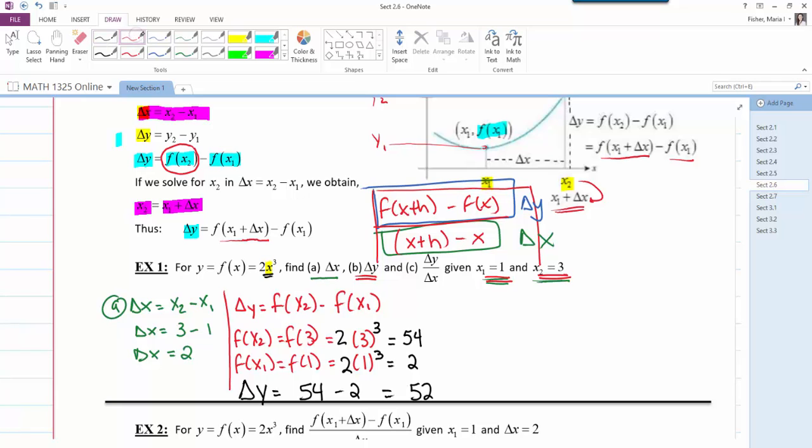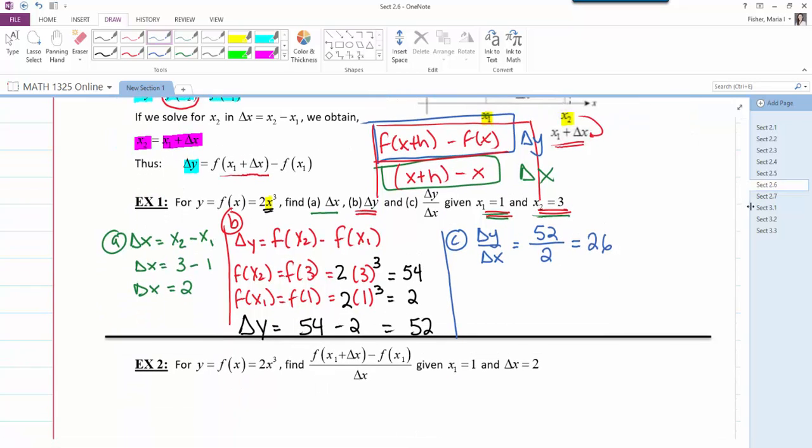And that was part B. Part C is just asking you to find delta y over delta x. Well, delta y, we already found that to be 52. Delta x we found to be 2. So delta y over delta x, 52 over 2, is equal to 26. All right, let's look at number 2.